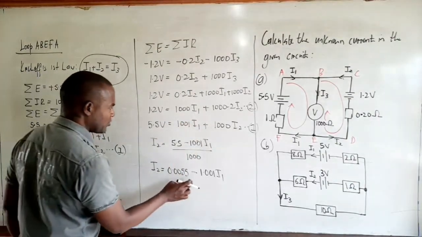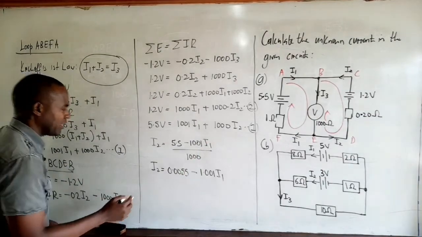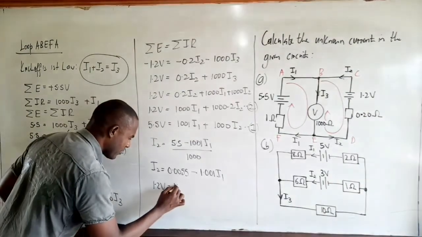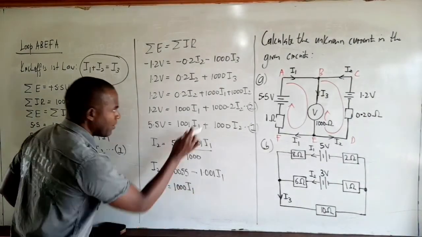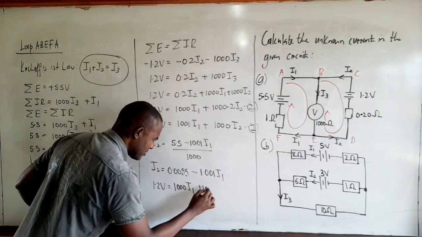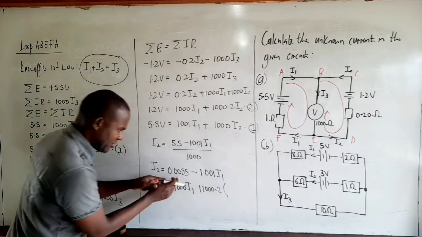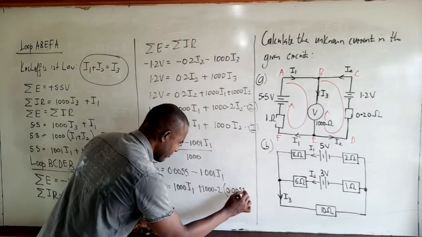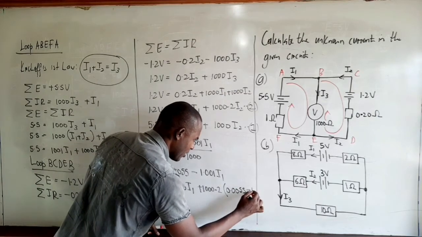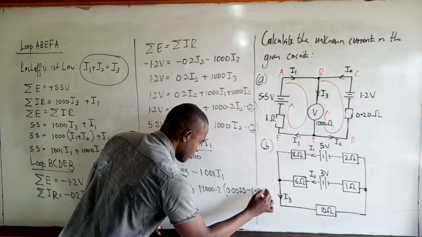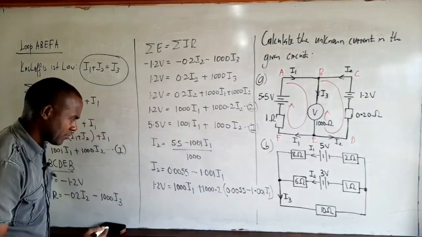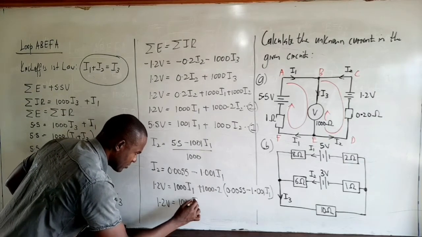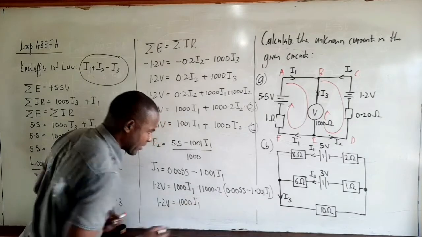So we'll substitute for I2 into equation 2, and doing that we get 1.2 volts is equal to 1000 I1 plus 1000.2 I2, which is equal to all of this. This is 0.0055 minus 1.001 I1. Right? So we have 1.2 volts is equal to 1000 I1, and then we expand our brackets.